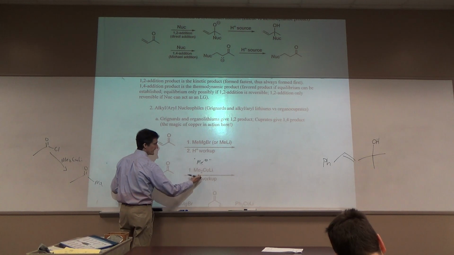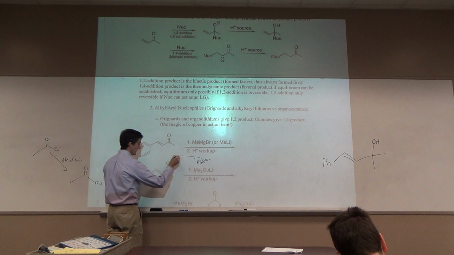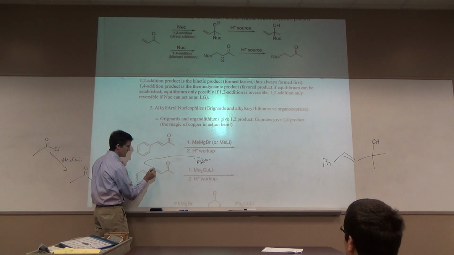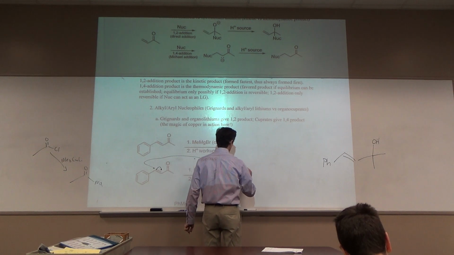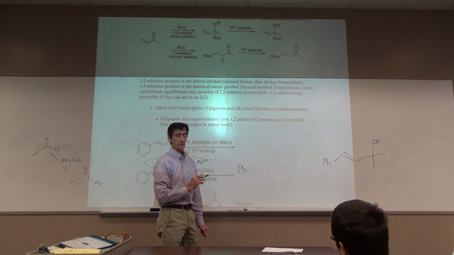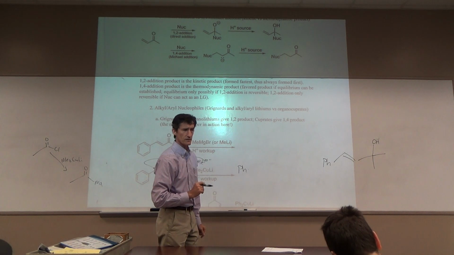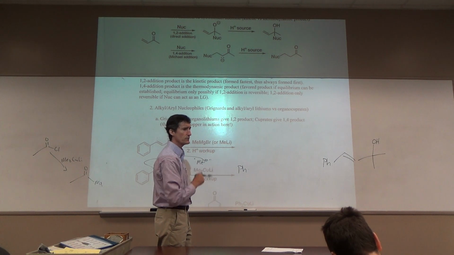We don't have to do anything, we just sort of know what we're doing. We've got a cuprate here, adding to the beta carbon, electrons here, right? What do you mean major? We always look to show the major product. The major product is the 1-4 product. Show the 1-4 product.